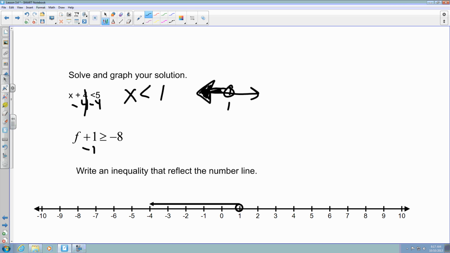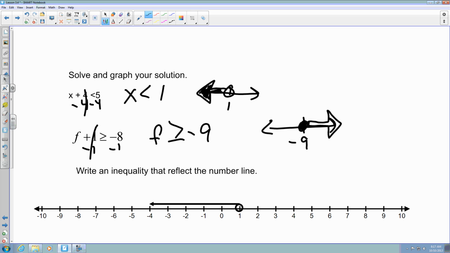Here, again, I'm going to subtract 1 from both sides, cancel it out, so I'm left with f is greater than or equal to -9. If I'm going to graph this, -9 is going to be a closed circle because I got the line underneath it, and it's going to be shaded to the right.